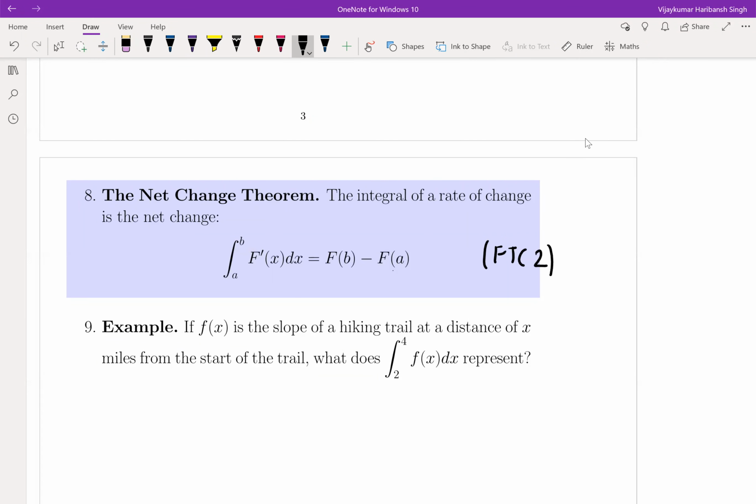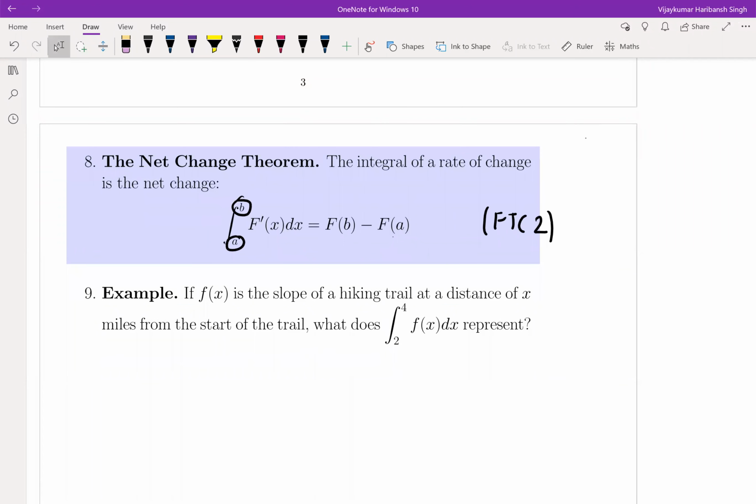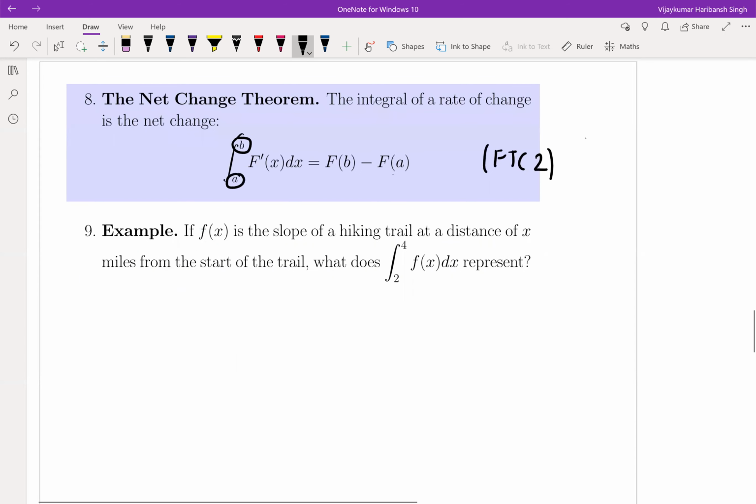So what does this mean? This means that if you look at this theorem, if you integrate the rate of change, you get the net change, right? What is the net change? How much did your function change from a to b? So this represents the net change. So let's ask the following question. If f of x is the slope of the hiking trail at a distance x miles from the start of the trail, what does integral 2 to 4 f of x dx represent? So the question is, what will integral 2 to 4 f of x dx represent?